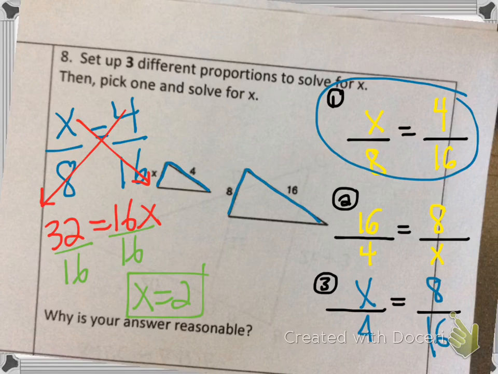Why is my answer reasonable? Well, I could check both the second and third proportions and see if I get the same answer. I also know that x has to be smaller than the 8 since it relates to side length 8, and it is definitely a smaller side length than that. And I could also find the scale factor of the picture as well. What do I multiply 4 by in order to get a new side length of 16? Well, 4, and then my new side length of 2 times 4 gives me the 8.